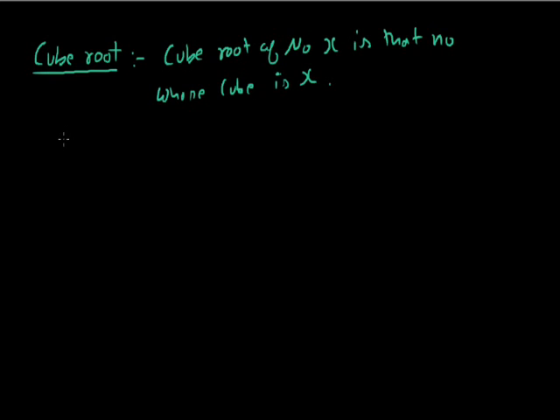For example, we write cube root in this way, that is cube root of 8. So the cube root of 8 is that number whose cube is 8. We know that the cube of 2 is 8. So we can say that the cube root of 8 is 2. What is the cube root of 27? The cube root of 27 is that number whose cube is 27. And we know that 3 cube is 27.